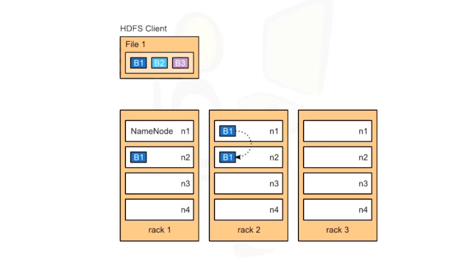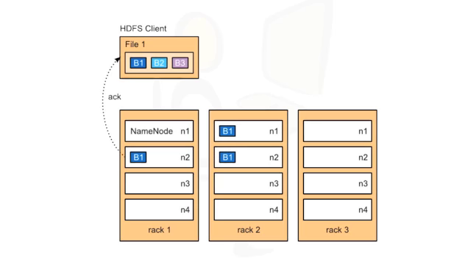The final replica is placed on a random node within the same rack as the second replica. The data is piped from a second data node to the third. To ensure that the write was successful before continuing, acknowledgement packets are sent back from the third data node to the second, from the second data node to the first, and from the first data node to the client.